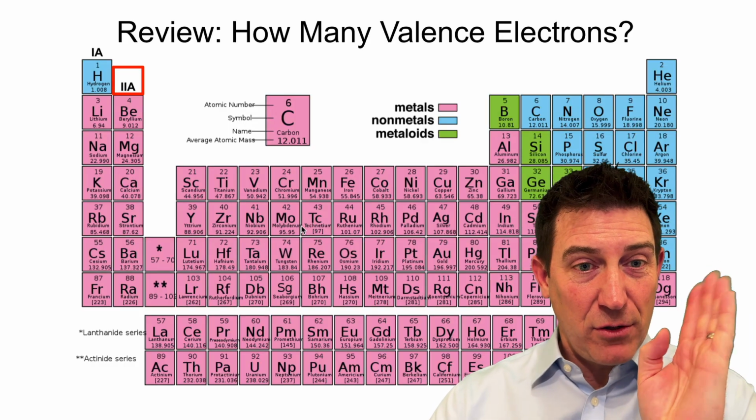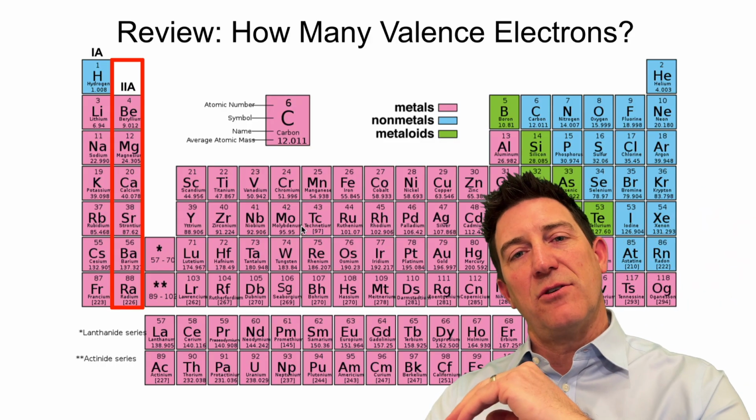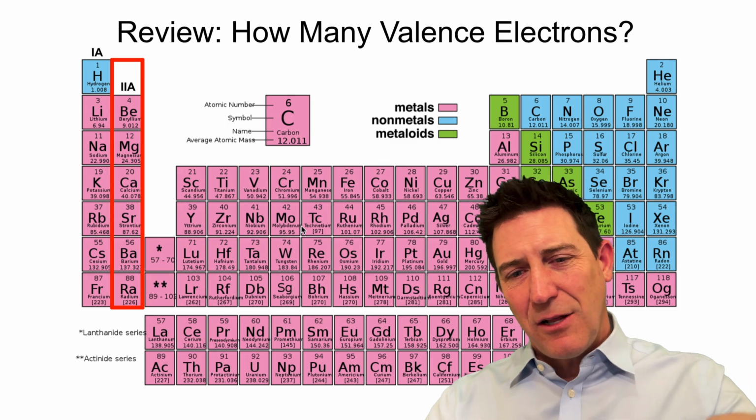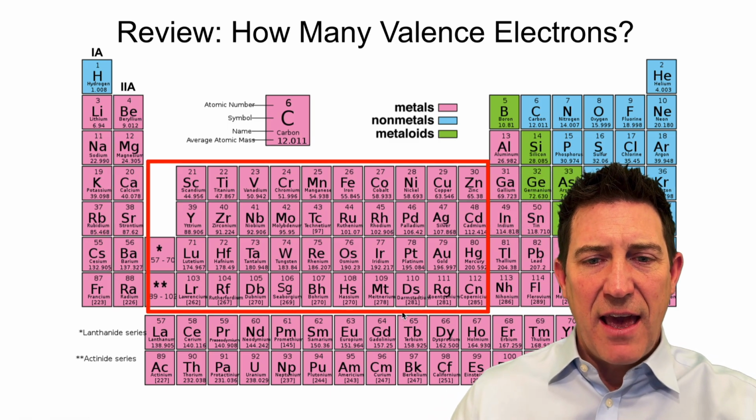The next group over, 2A, has 2 valence electrons. Now, I'm going to jump all the way over to the other side of the periodic table because it gets a little wild down there in what I call the sea of chaos down here.